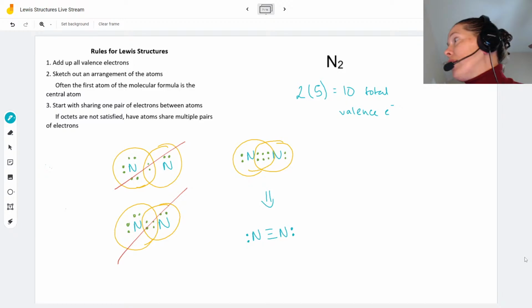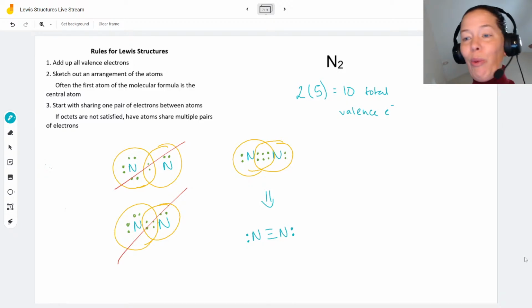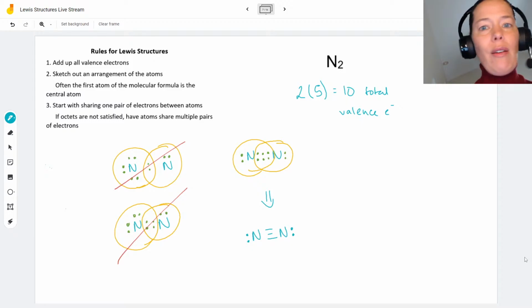Now, before we go on, I just want to make sure that, yes, good, there are no questions and everybody is still with me. Let's go on to our next structure.